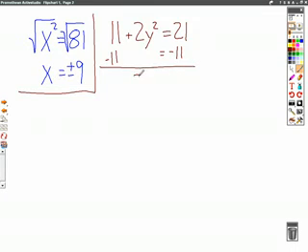So when we do that, we're left with 2y squared is equal to 10. No big deal right there. Haven't done anything that you haven't done before. The next thing that we need to do in order to get the variable by itself is I'm going to take the coefficient right here and divide both sides. So we need to divide both sides here by 2. And now we're left with this. Y squared is equal to 5. We're still not done. I got one more step.